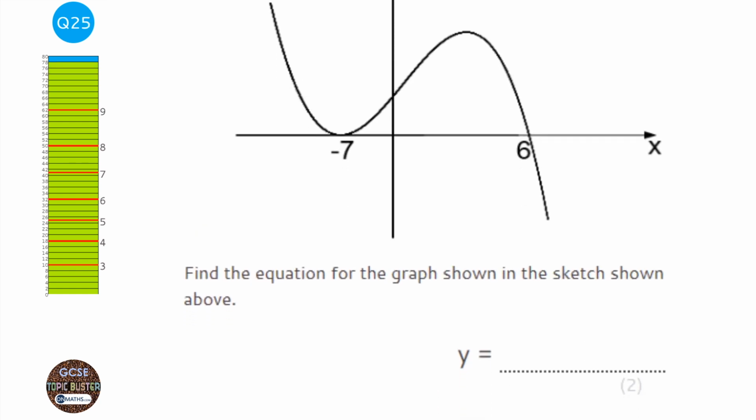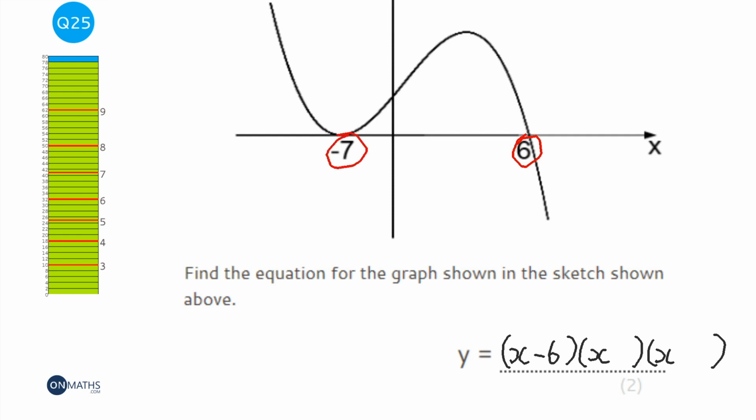Okay, so we've got a cubic graph here because it goes down, then up, and then down again. And we're asked to find the equation of the graph. Now, the normal method is to put down 3 brackets, and any solution it gives us in the graph, we write down the opposite, the inverse sign, right? So for this one here, it would be x minus 6, because 6 take away 6 is 0, therefore that's a solution. And for this one here, it would be plus 7, because 7 take away 7 is a solution, right? Because it equals 0.